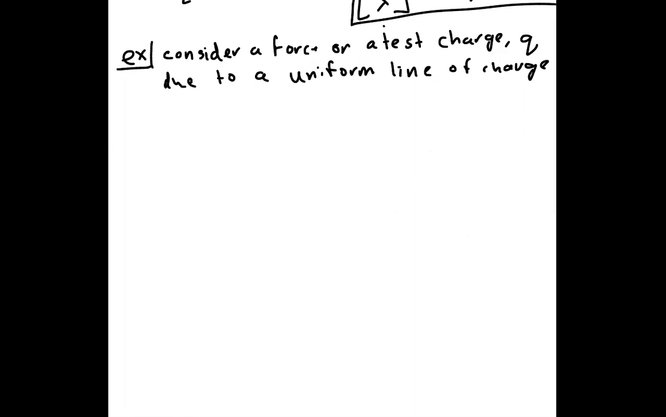So first of all, let's draw our uniform line of charge. This is our uniform line of charge. So let's say that this charge Q is over here. Charge Q is over here. Let's take a little portion dq.